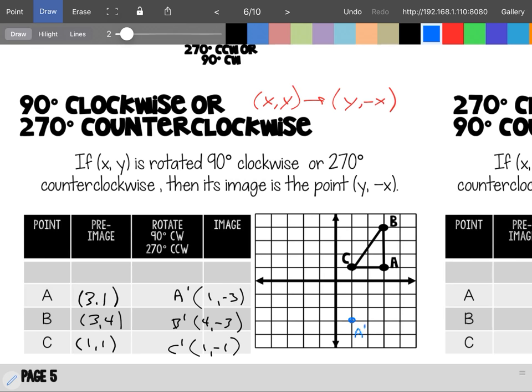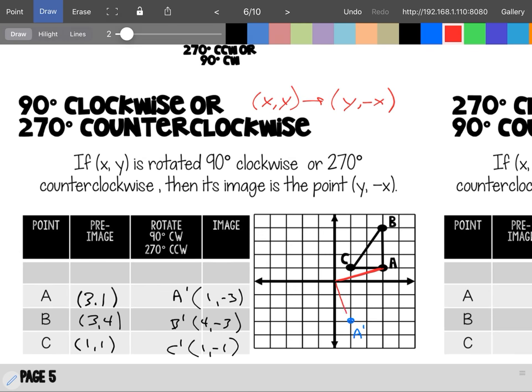Now, what I want you guys to see, I'm going to draw this on there temporarily, is that we're rotating around the point (0, 0), the origin. So look what happens. If I draw a line segment from (0, 0) to A, and I draw from (0, 0) to A prime, can you guys see that that's 90 degrees right there? So you can see what I did is I went 90 degrees this way. Well, that's 90 degrees clockwise.